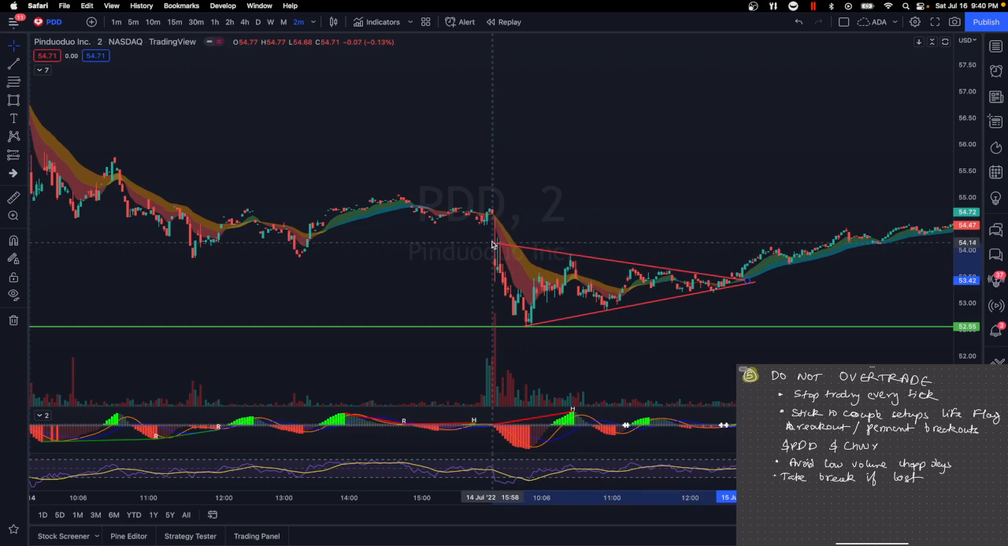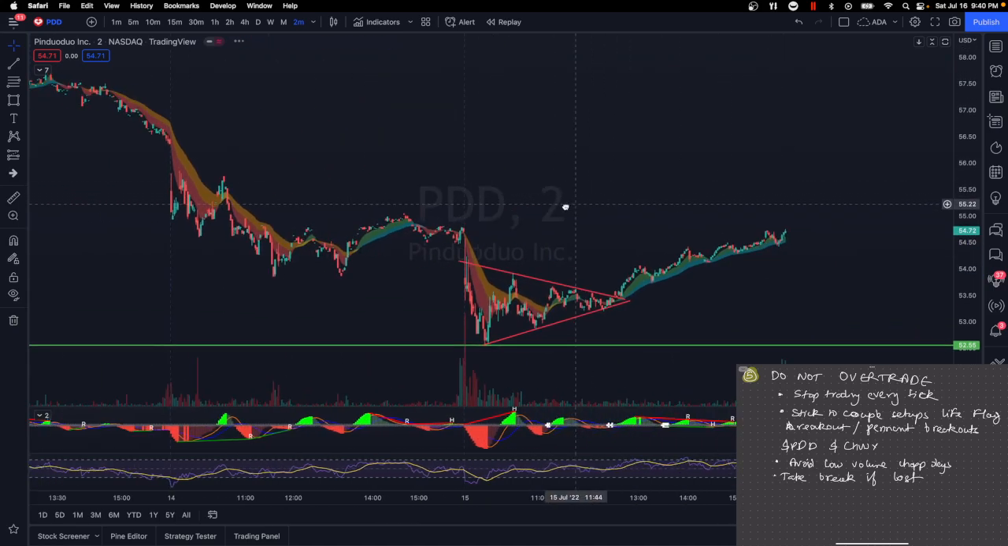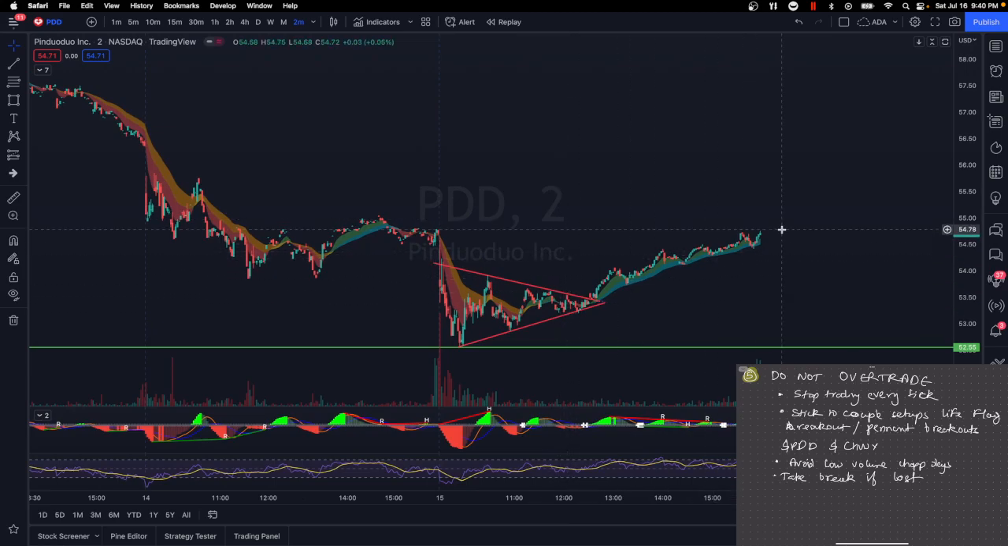This has been consolidating for a while. Let's say that you wait for the breakout of this resistance area right here, which it did. So you could enter right there with the stop at this consolidation zone, and it never came below this, and if it did, you cut it. And look at how beautiful this breakout was.